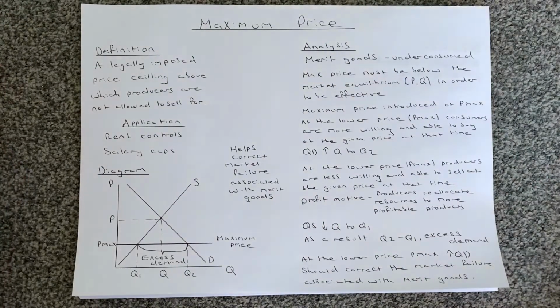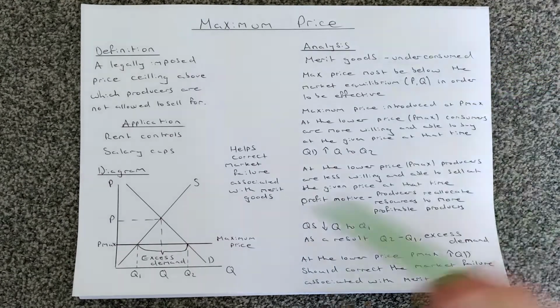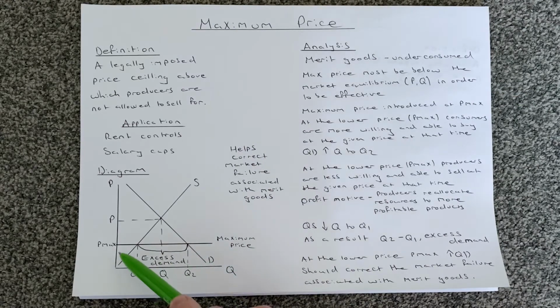So there we go. Just to recap one final time, we can use a maximum price on merit goods such as fruit and veg. Obviously fruit and veg have positive externalities in consumption. In order for the maximum price to be effective, it needs to be set below the market equilibrium, and we quite clearly see in our diagram that the maximum price is set below the market equilibrium. That lower price encourages a greater quantity demanded.